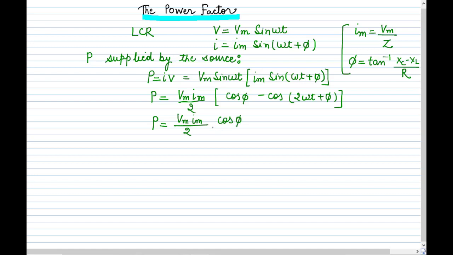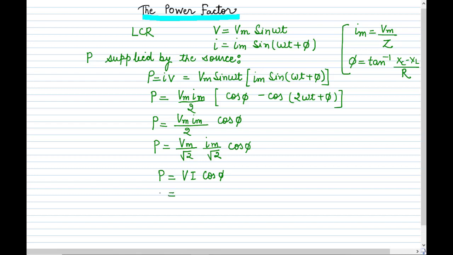The average power over a cycle is given by the average of the two terms, and the oscillating term averages to zero. So we get P is equal to Vm Im upon 2 cos phi. We divide this 2 into two parts, Vm upon root 2 and Im upon root 2, which is one and the same thing. So this may be easily written in this form, times cos phi. Or we can write P is equal to Vi cos phi.